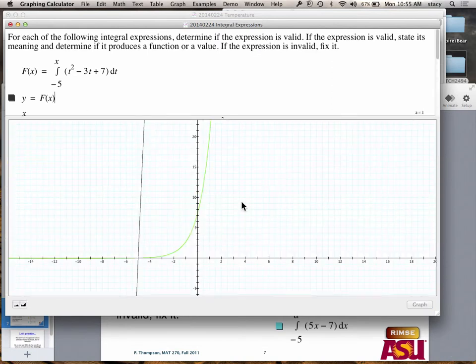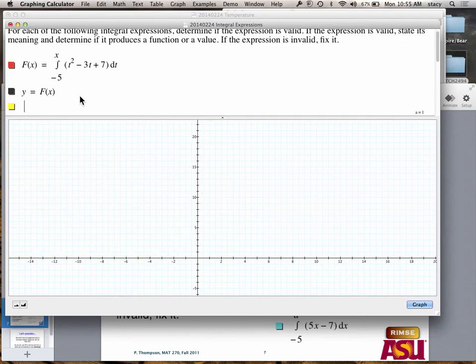And it will. So the black is the graph of this accumulation function, okay? And I could also ask Graphing Calculator to tell me what is the value of f of 1. And it will tell me. So what this 120 is representing is the total accumulation for this rate of change function, t squared minus 3t plus 7, starting at -5 and ending at 1. So Graphing Calculator can do all of that for us. Okay, so cool beans. Let's see what else we got.